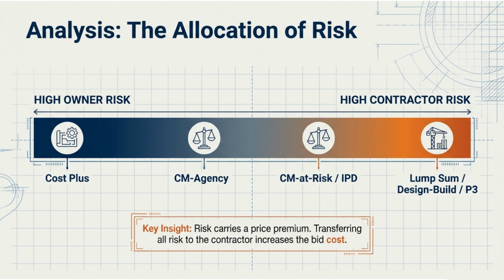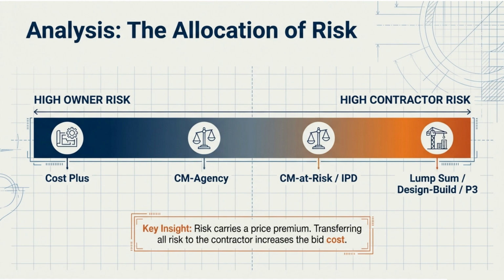On the far right, high contractor risk. That's lump sum, design build, and P3, public-private partnership. The contractor is saying, "I'll take the risk. I'm confident I can build this for the price I quoted," which is either very brave or very foolish, depending on how well they estimated.